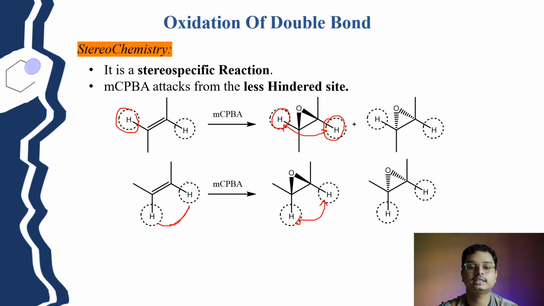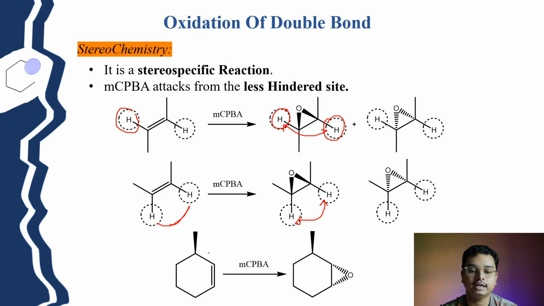And the second point is that mCPBA attacks from the less hindered side. So here you can find that this particular methyl is present above the plane. So for steric reasons, mCPBA attacks from the less hindered side, so that the resulting epoxide is formed in the region below the plane.